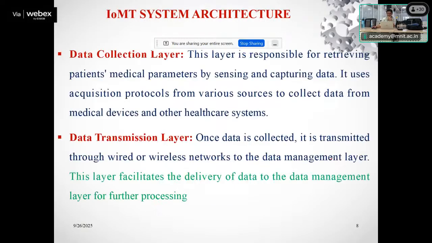Okay. So the data collection layer is responsible for retrieving the patient's medical parameters by having some sort of sensing and capturing capability. It has some sort of acquisition protocol where the data is collected from the source, and this data is healthcare related data. This data we term as electronic health record, EHR. Whatever data is generated in terms of the EHR is transmitted over a wired or wireless network to the data management layer. This layer facilitates the delivery of the data to the data management layer for further processing.